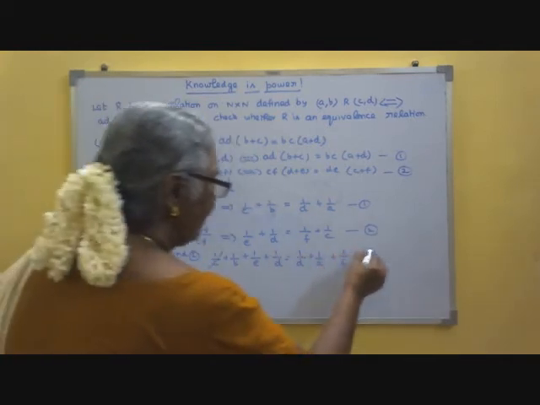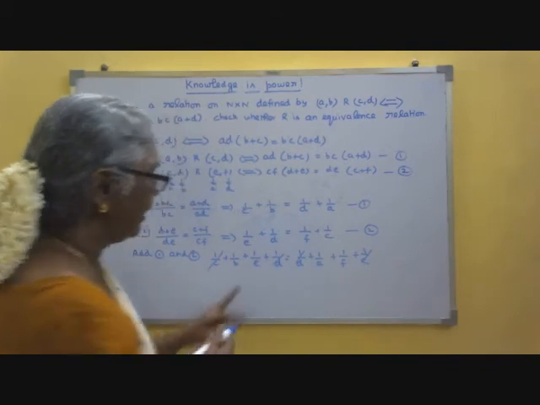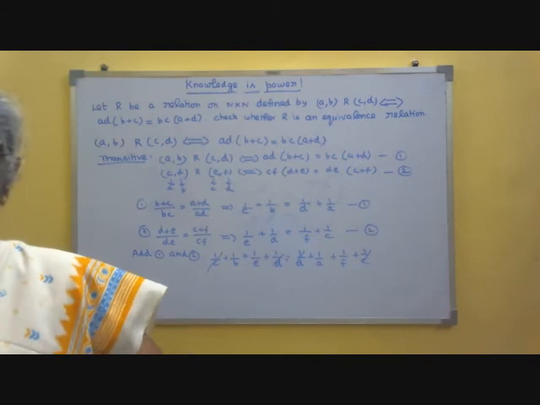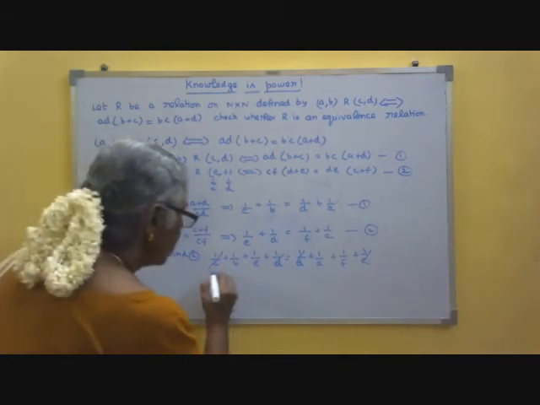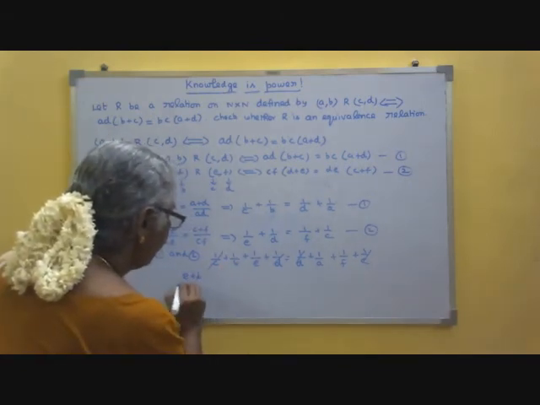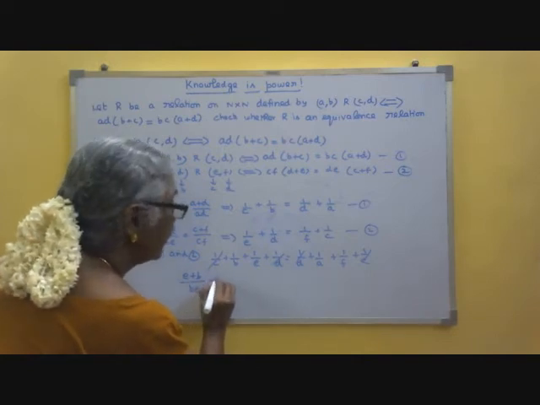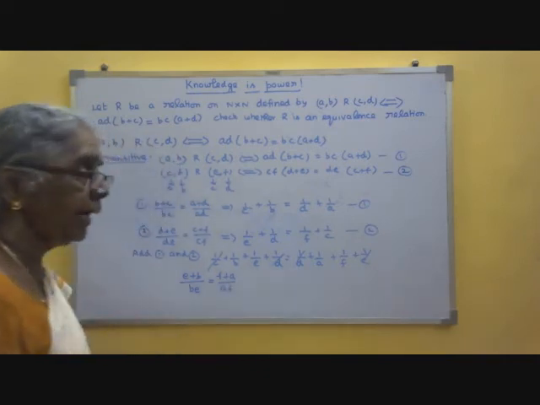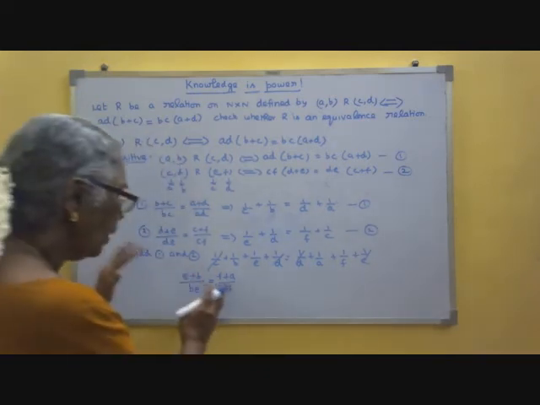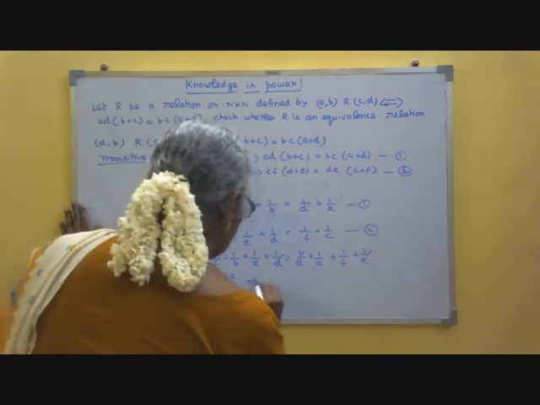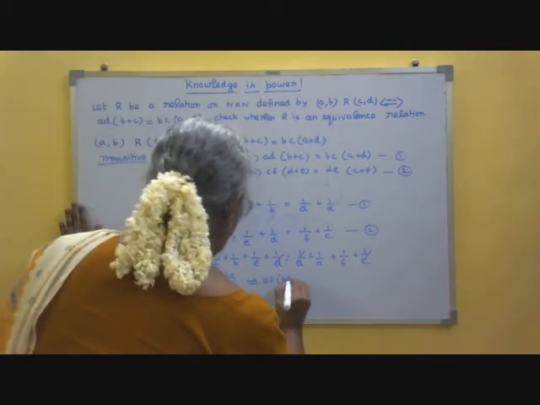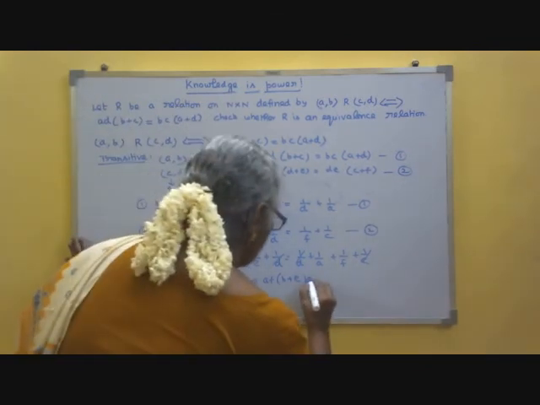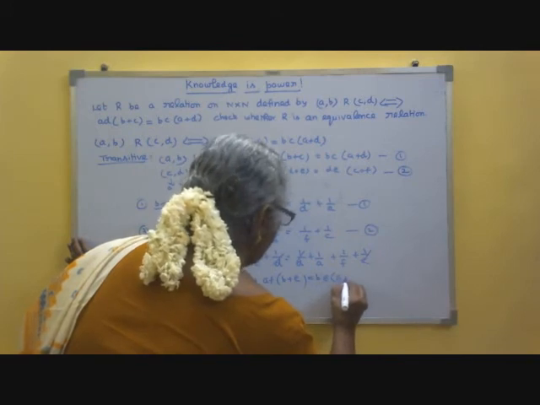Here 1 by C will get cut, 1 by D will get cut. You get 1 by B plus 1 by E is equal to 1 by A plus 1 by F. Let us take LCM on both sides. So we will get (E + B) by BE is equal to (F + A) by AF. Right? So now cross multiply. You will get AF into (B + E), instead of (E + B) I am writing (B + E), that is equal to BE into (A + F).